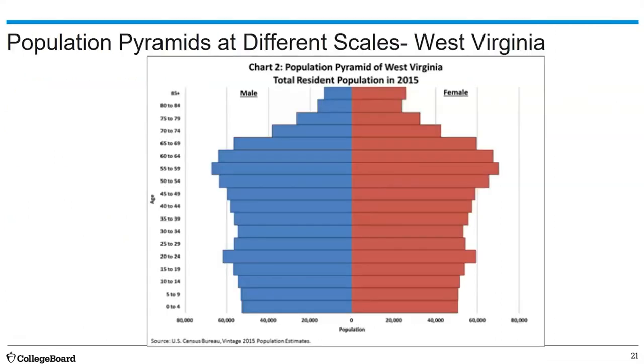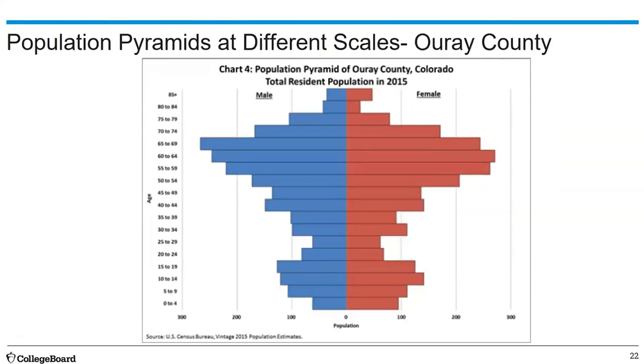You can look at population pyramids at different scales. Here we have West Virginia. You'll notice that it has a high number of people from 55 and over, the baby boomer generation. Let's look at the county scale.